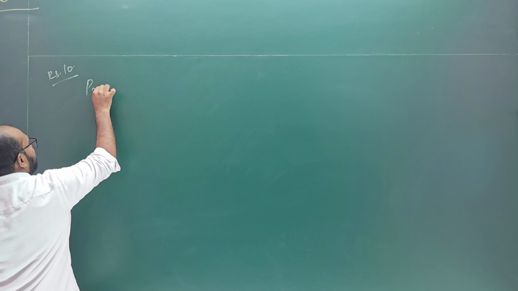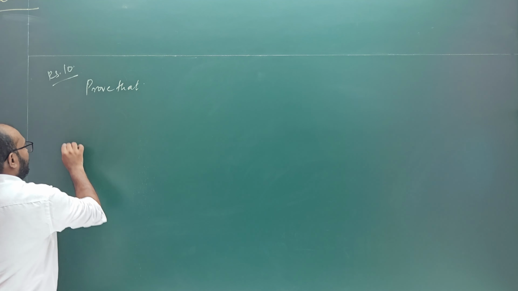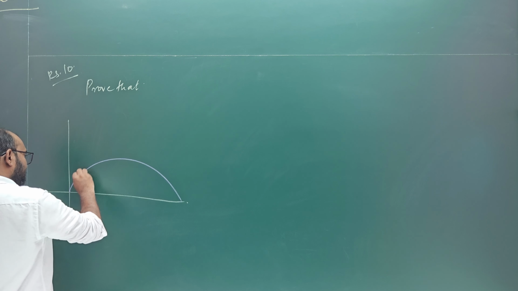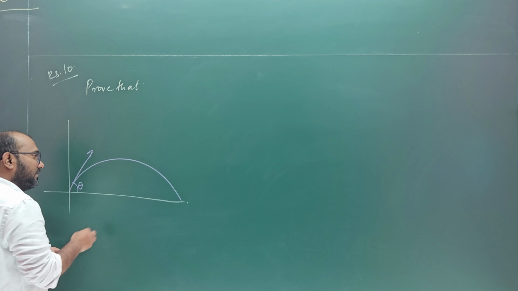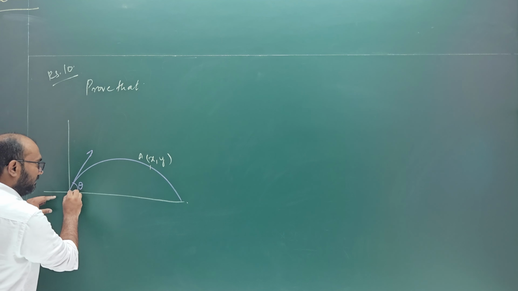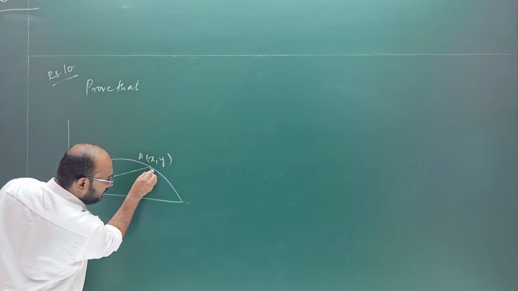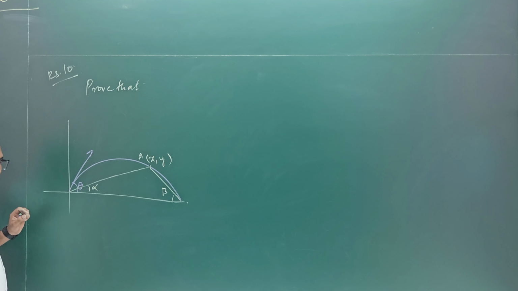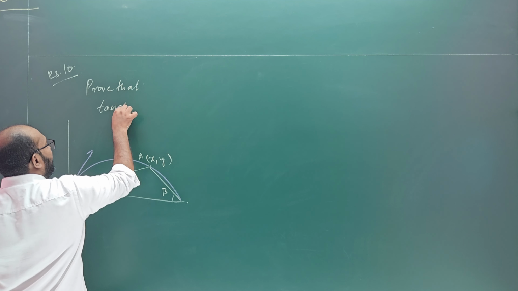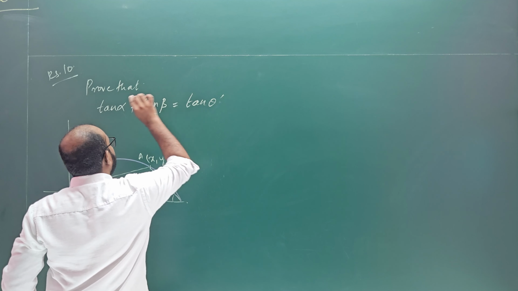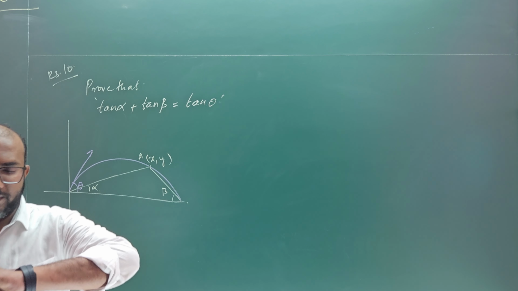Prove that, the question is here. This is your theta and there is one more point here, x comma y. So this is the point, and here this angle is given as beta, this angle is given as alpha. Okay, prove that tan of alpha plus tan of beta is equal to tan of theta. Prove this. You have only 1 minute.